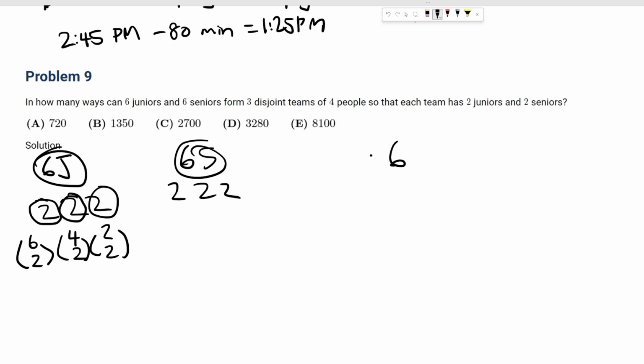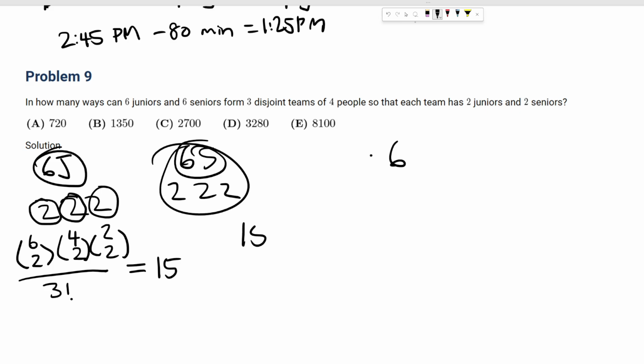However, you could note that every triplet of groups is counted 6 times. That's 3 factorial, because we could have done these 3 groups in any order. So we have to divide by 3 factorial. What does this equal? It equals 15. The number is the same for this. It's the exact same. So we have 15 times 15 times 6, which equals 1350.